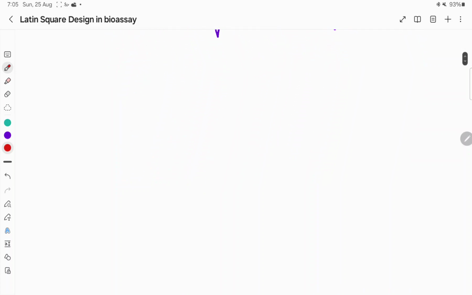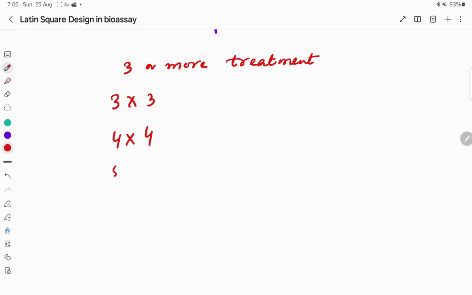When there are three or more treatments, then we can use this type of design. So we can have 3 into 3 squares, 4 into 4 squares, or 5 into 5 squares, and so on. Suppose a 3 into 3 Latin square design.